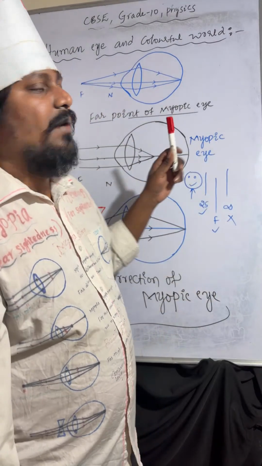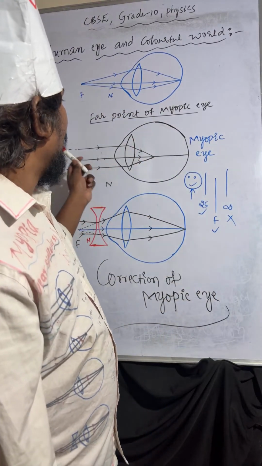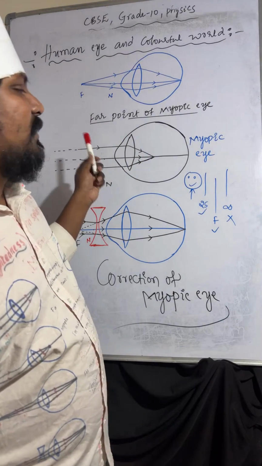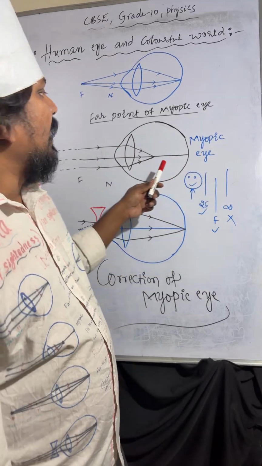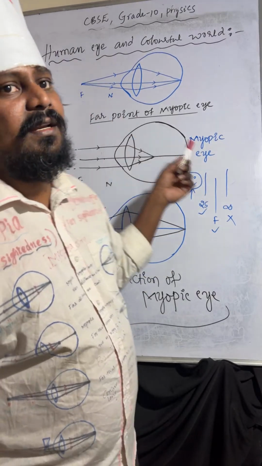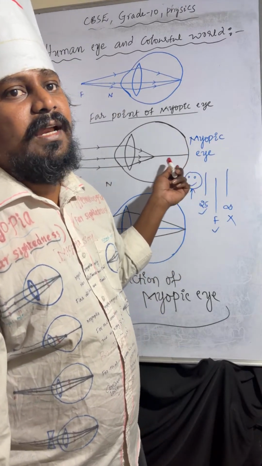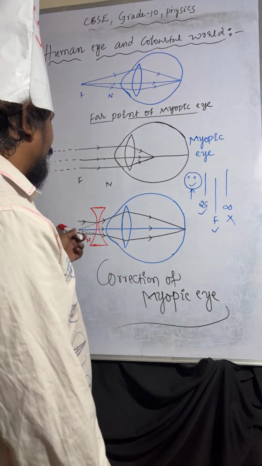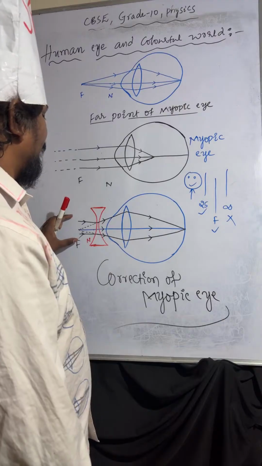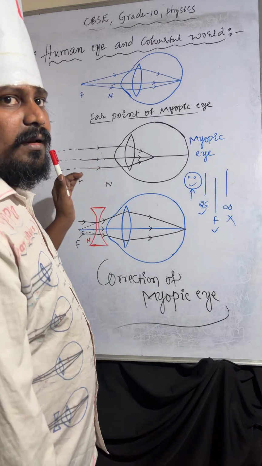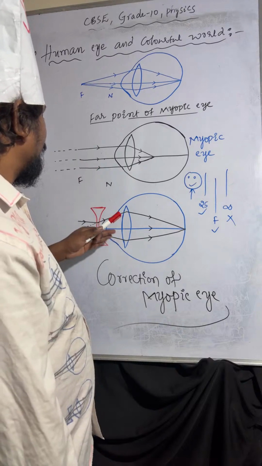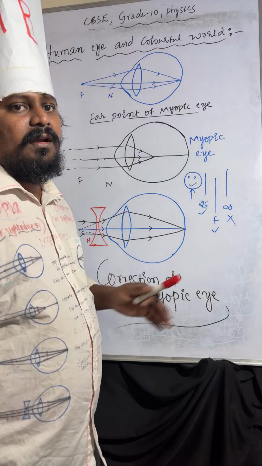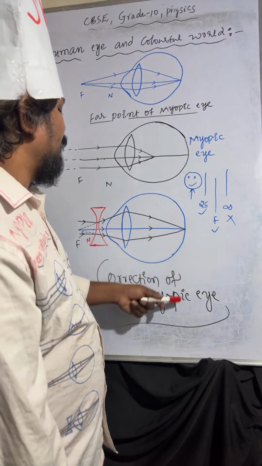Coming to point number two, light rays are coming from infinity. The dotted lines represent light rays coming from infinity. Those light rays will meet in front of the retina, not at the retina. Understood? In this diagram, light rays are coming from infinity, and after placing the concave lens, the light rays will meet at the retina. So this is the correction of the myopic eye.